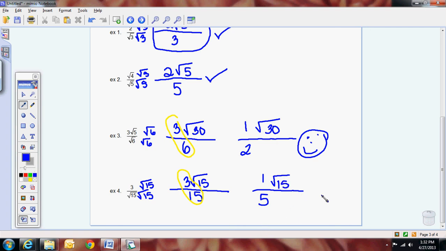Alright, so there's radical fractions for you. Please come to class with any questions if you're confused or want to see some examples. We'll practice it in class.